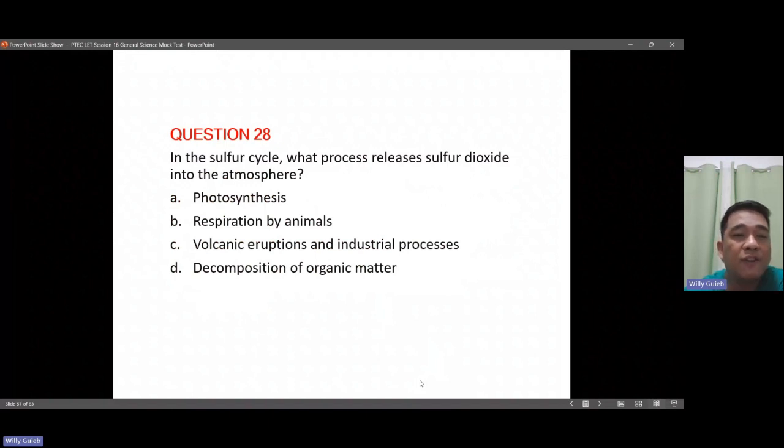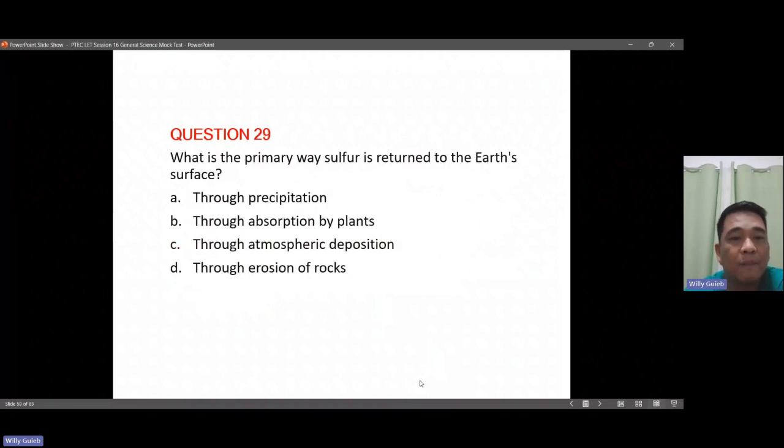28. In the sulfur cycle, what process releases sulfur dioxide into the atmosphere? A, photosynthesis. B, respiration by animals. C, volcanic eruptions and industrial process. Or D, decomposition of organic matter. Obviously, sagot natin dito ay letter C, kagaya ng kaninang sagot.